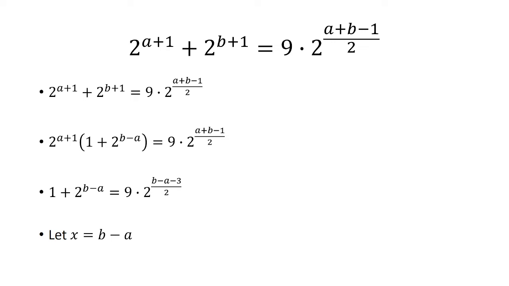Just to simplify things, I'm going to say let x equal b minus a. Because recall, we want the absolute value of a minus b. A minus b itself is going to be negative because I assumed that a was less than b. But b minus a is going to be positive, which is the same thing as saying the absolute value of a minus b. And I'm doing this because it just makes things look nicer. So this step is optional.